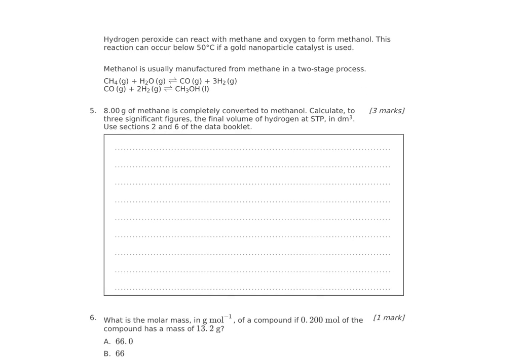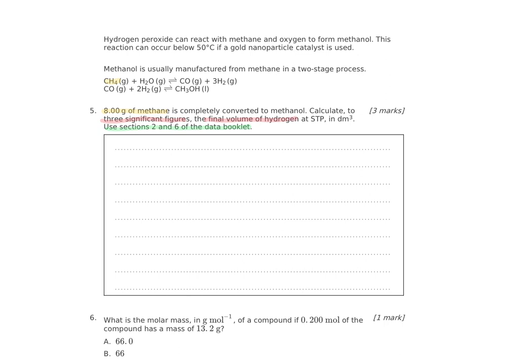Hydrogen peroxide can react with methane and oxygen to form methanol. This reaction can occur below 50 if a gold nanoparticle catalyst is used. So a 2-stage process. It doesn't matter, we don't know this reaction, we've never looked at it before, that's irrelevant. So we've got 8 grams of methane converted to methanol. So I'm interested in my 8 grams of methane. It tells me to use sections 2 and 6 of the data book. It tells me 3 significant figures, and I need the final volume of hydrogen.